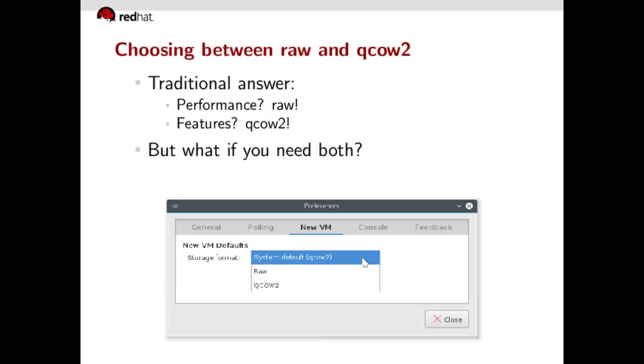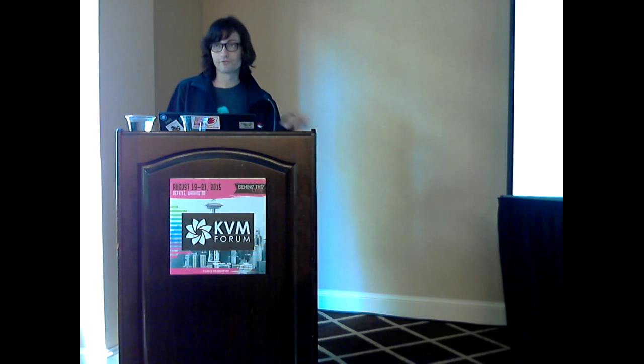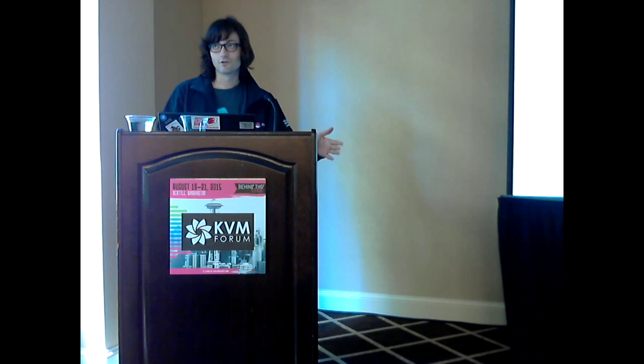The question comes up every time you're creating a new virtual machine. You basically have the two main choices for QEMU. You have the system default chosen by libvirt or virt-manager, which is qcow2, or you have the raw image. And the traditional answer is just, well, do you need performance or do you need features? If you need performance, you choose raw. If you need features, you choose qcow2. But, well, what do you do if you need both, which happens most of the time?